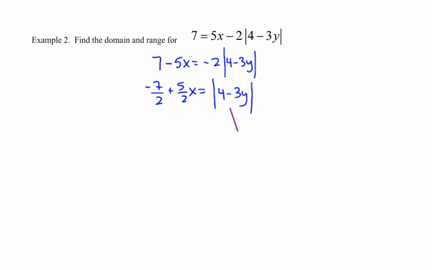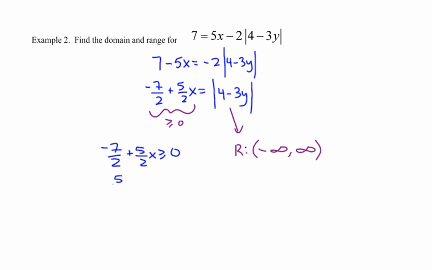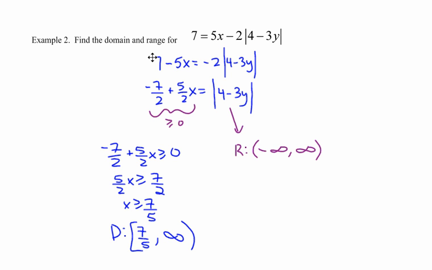Okay, so you should have had for your range, anything can go inside for y. So y is there, but this has to be greater than or equal to 0. 7 over 2 plus 5 over 2, x is greater than or equal to 0. So I'll add 7 over 2 over, times by 2, I guess, then divide by 5. So 7 over 5. So it should be your domain. You should have had from 7 over 5 square bracket to infinity. Did that go okay? Yep. Great? Sweet. Okay, rational expressions.